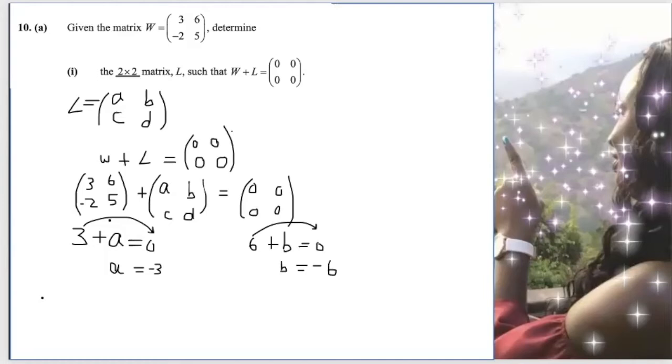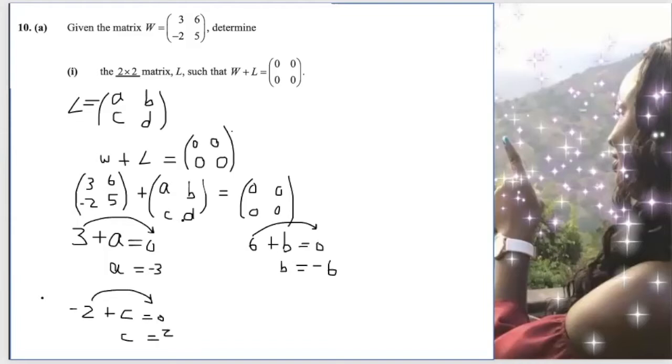Next, I will look at the next position. Minus 2 plus C should give me 0. So writing this as an equation, I will have minus 2 plus C is equal to 0. And solving, we carry the minus 2 over the equal sign. So C is equal to positive 2.